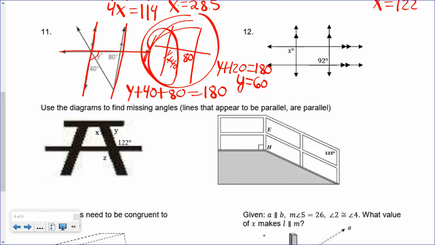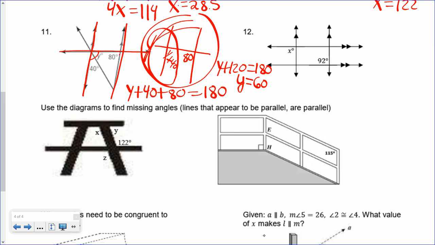I put this in here on purpose. Sometimes it will throw another line in there to chop up your angle into two parts, and you will need to remember to fuse it back together when they separate it. So be on the lookout for these kinds of questions.